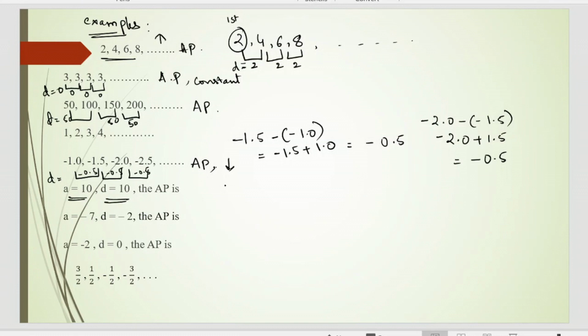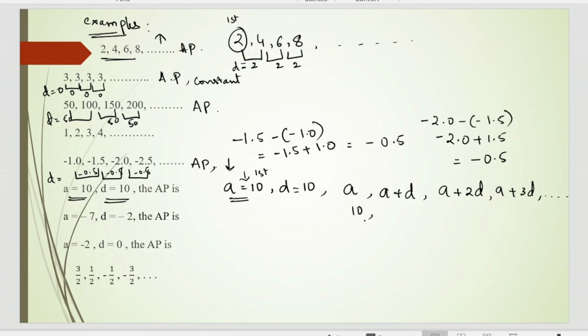Okay. So how do you find an AP when A is 10 and D is 10? This is the first term of the AP, which is A. And how do you get the second term? When you add the common difference to the first term, you will get the second term. Right? So this is how you write the AP. Now see here, A is 10 and D is 10.